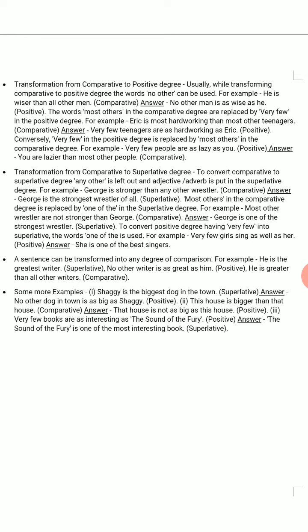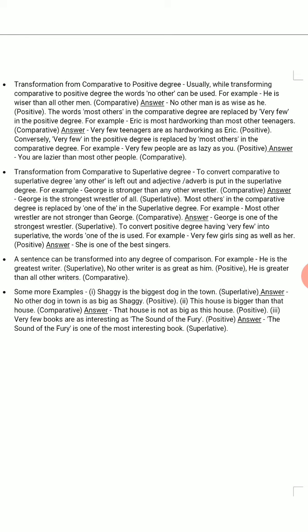Coming to the last point of the session, students, some more examples of these transformations of sentences. First one, "Shaggy is the biggest dog in the town." That is superlative degree. Answer: No other dog in the town is as big as Shaggy. That is positive degree. Second example, "This house is bigger than that house." That is comparative degree. Answer: That house is not as big as this house. Positive degree.